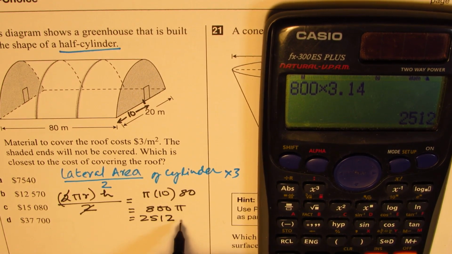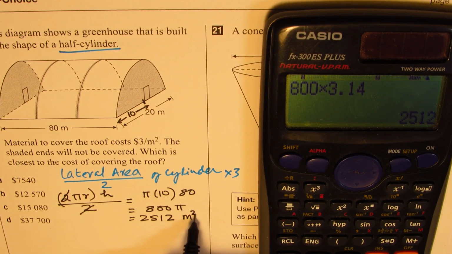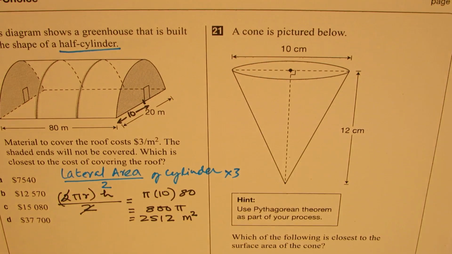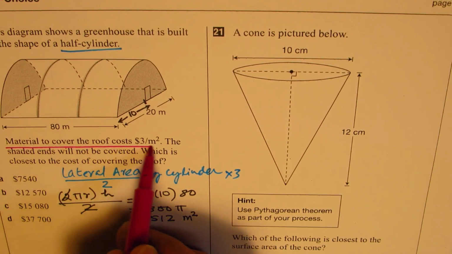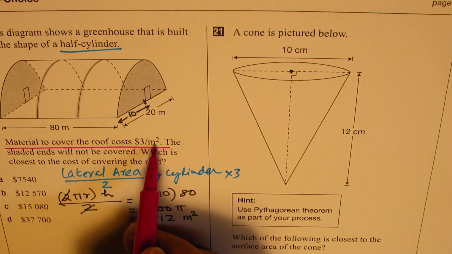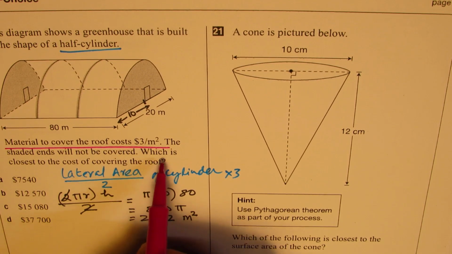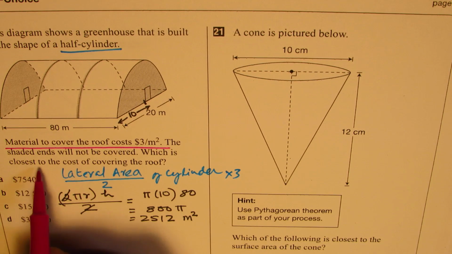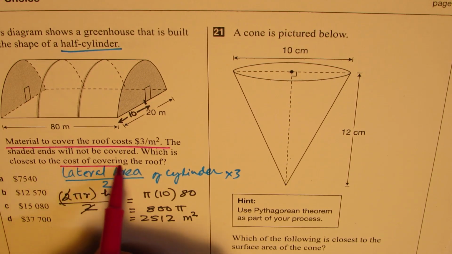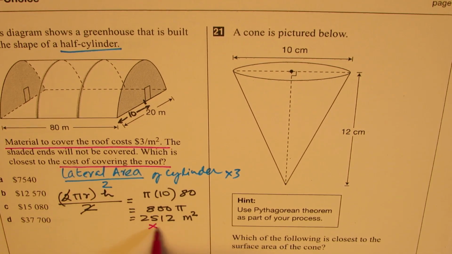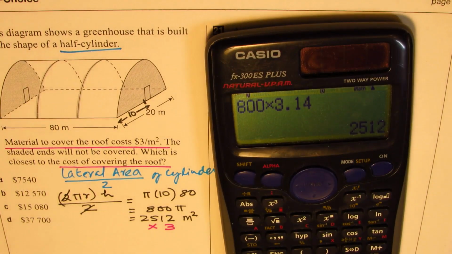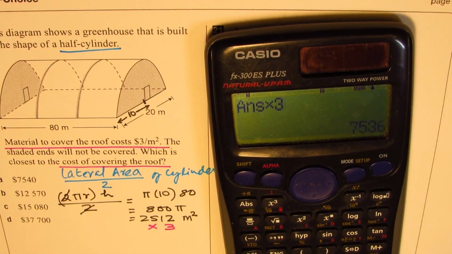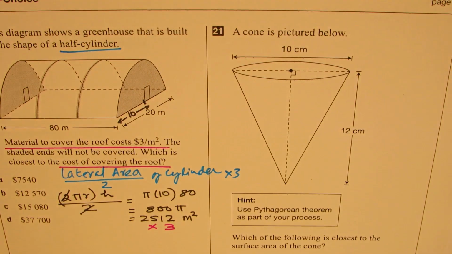2512. Now this is area in meters square, correct? Now what we really need is the cost, right? So materials to cover roof with the cost of $3 per meter square. So we need to find which is the closest to the cost of covering. So we have to multiply this by 3. So let's multiply this by 3. So we have times 3 equals 7536.